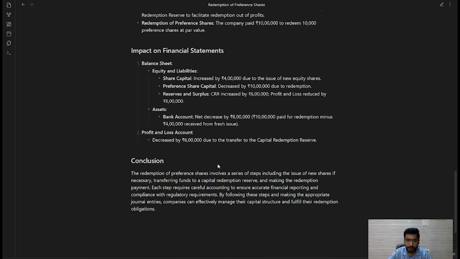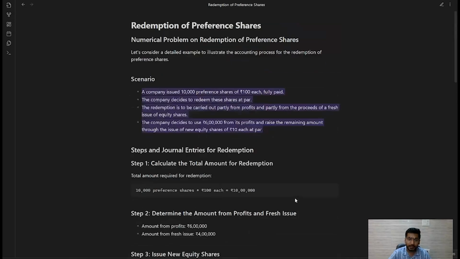So based on this, we can reach the conclusion that the redemption of the preference shares involves a series of steps, including the issue of new shares if necessary, transferring the funds to the capital redemption reserve and making the redemption payment. Each step requires careful accounting to ensure accurate financial reporting and compliance with regulatory requirements. By following these steps and making the appropriate journal entries, companies can effectively manage their capital structure and fulfill their redemption obligations. I hope you have understood the concept of the redemption of the preference shares using the journal entries with a practical case scenario. Thank you so much.